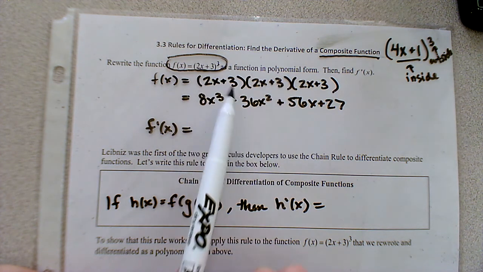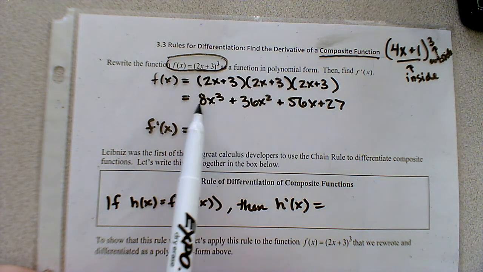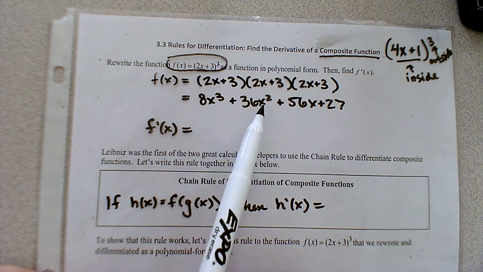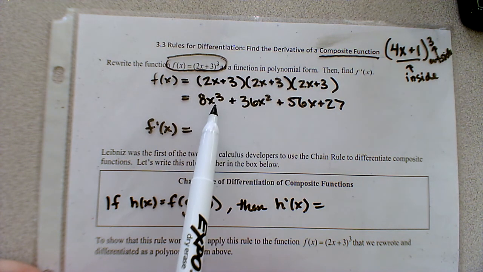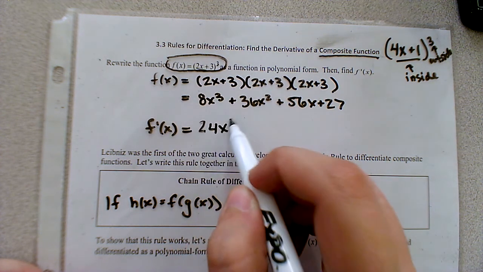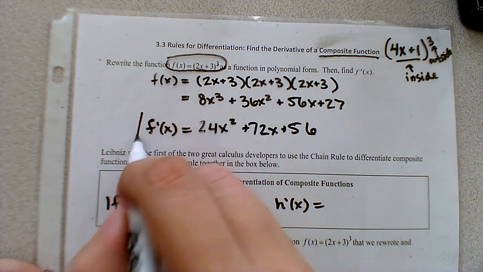So this might take us some time because you actually have to write it 3 times and go through a bunch of FOIL and distributions, but this is what we would get. So since this is in polynomial form, no parentheses, no roots, no fractions, we can simply just use our power rule shortcut to find our derivative as 24x squared plus 72x plus 56.